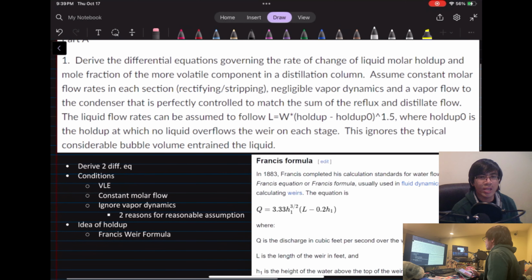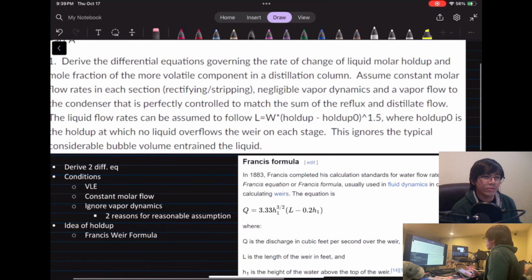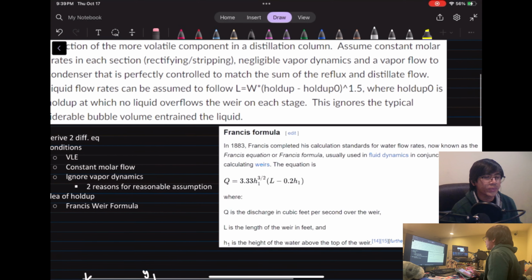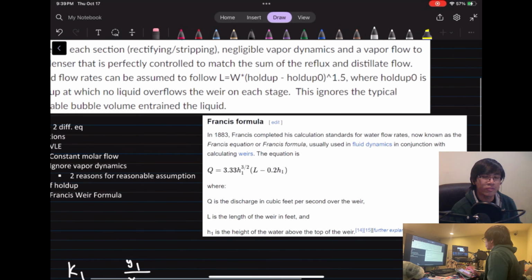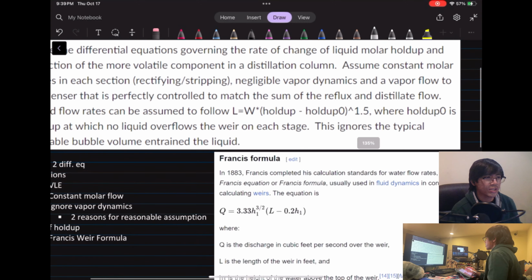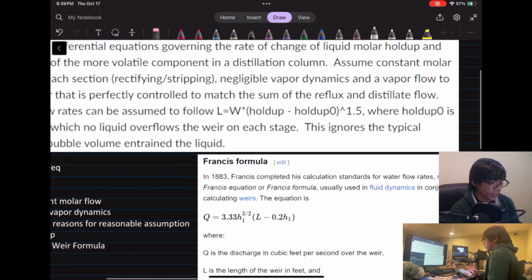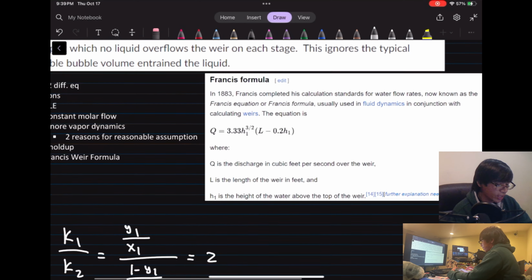It's this idea that we have some sort of constant W, and we take the power of this expression to 1.5. Read up on this more, it gets increasingly more complex as you add in more variables and parameters. But essentially, this expression, L equals W times the difference in holdups to the 1.5 power, is how we're simulating that liquid flow rate. And you might be asking, well, what is holdup? We'll go over that.